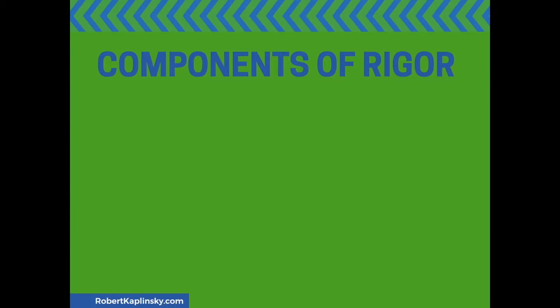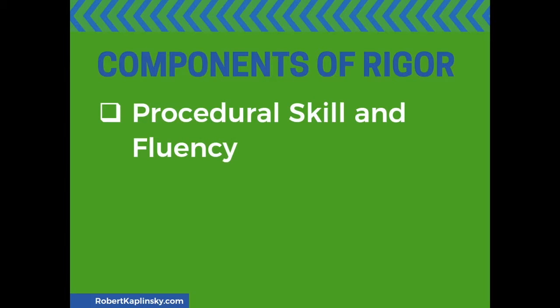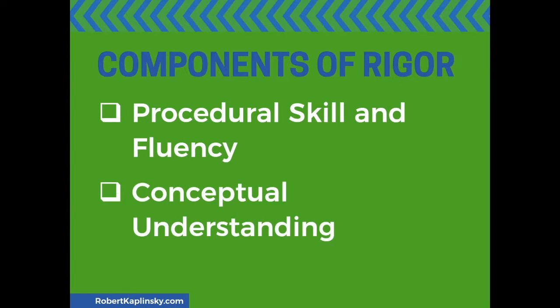So there are those three components of rigor: procedural skill and fluency, conceptual understanding, and application. Now this isn't really an application problem, so we're really going to focus on just procedural skill and fluency and conceptual understanding. Now the question I have is whether or not the student demonstrated procedural skill and fluency and conceptual understanding on the problem that we just saw.